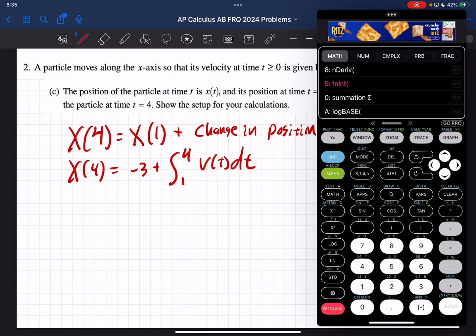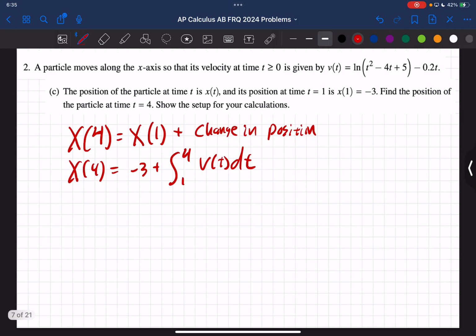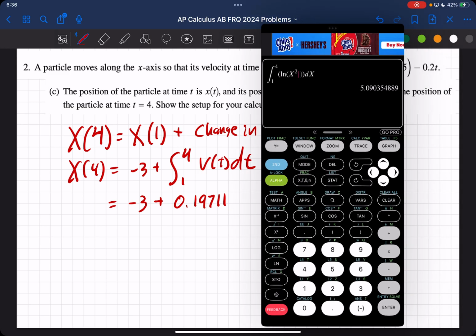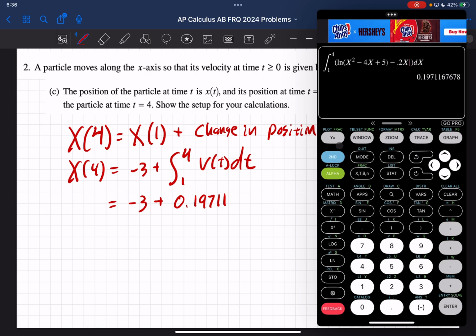Now, I will not use the graph. Some people will use the graph. Instead, okay, so we'll let that run. 0.1971. That's how we get that. So delete 1, 4. So we have ln of x squared minus 4x plus 5. And then we have minus 0.2x. And so there we get our value of 0.1971.